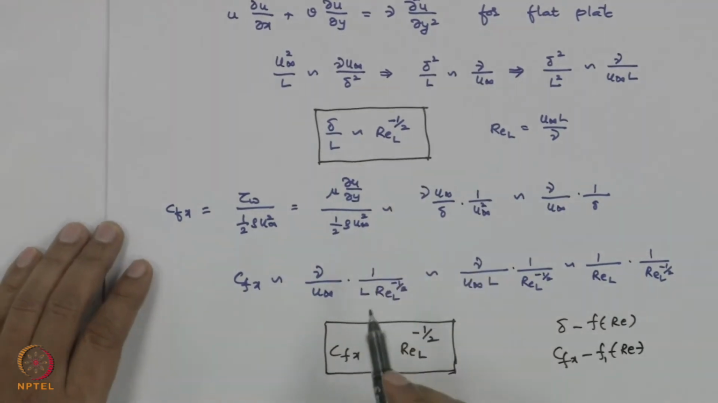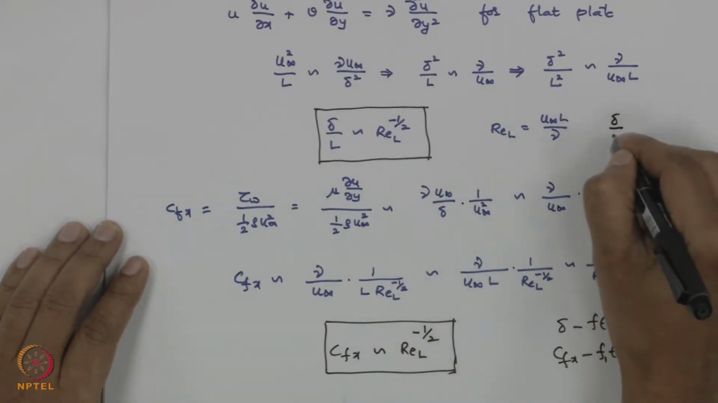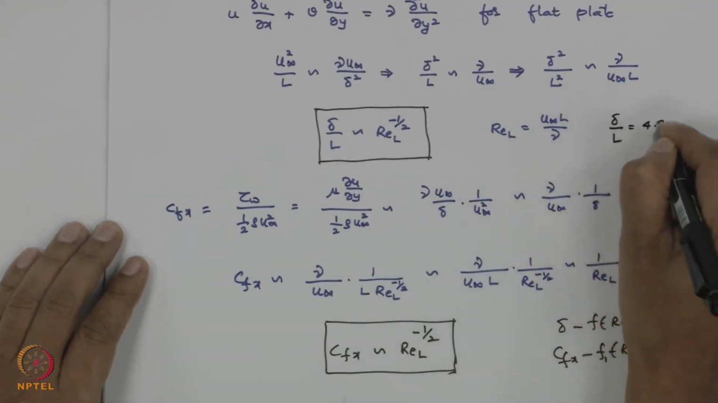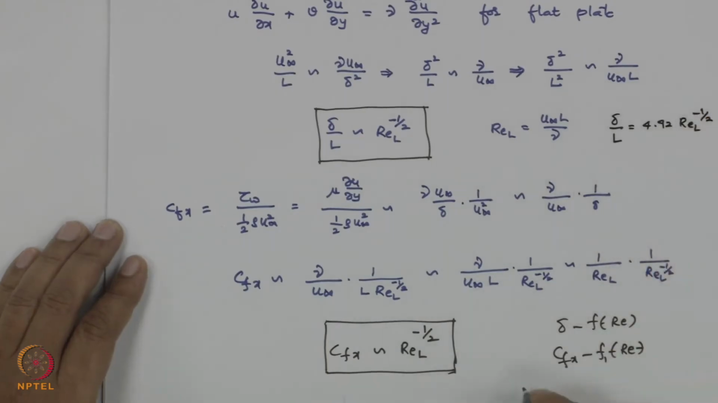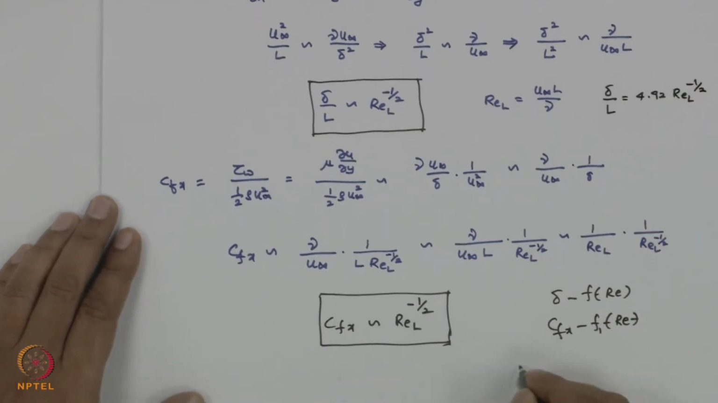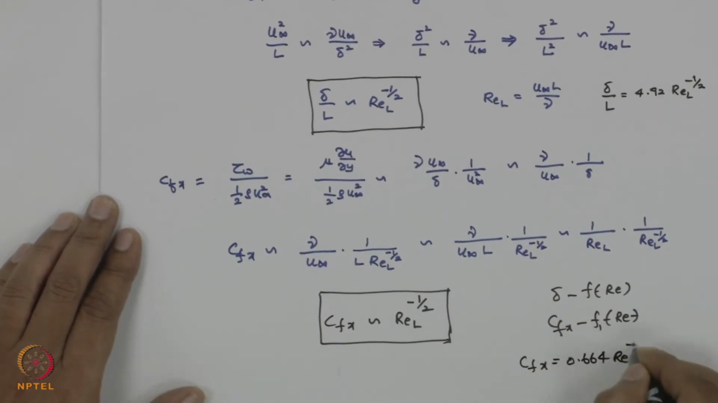What is missing now is only the constant. If you really derive that from similarity or integral approach, you are going to get this as 4.92 Re_L to the power of minus half, and C of x is equal to 0.664 Re_L to the power of minus half.